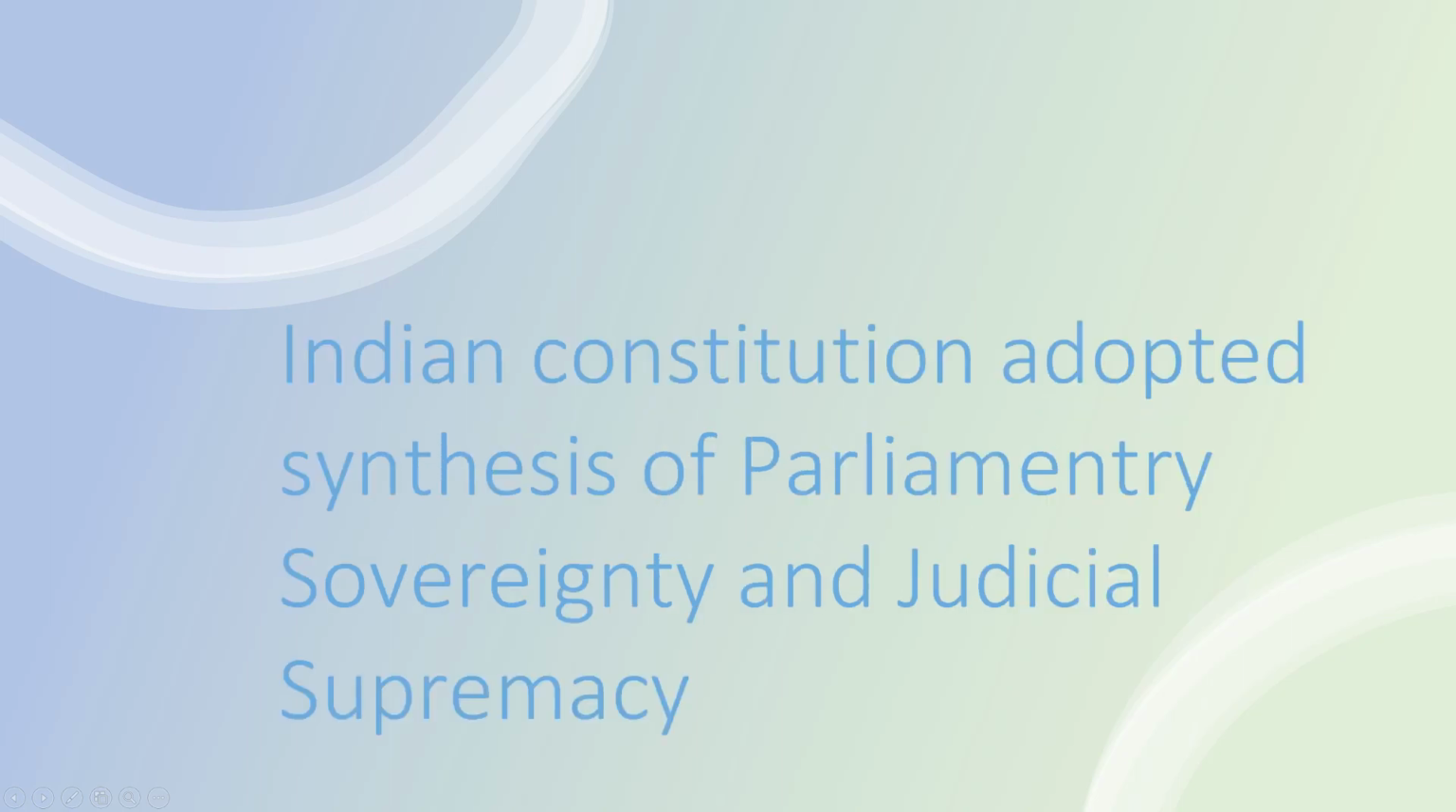Feature number 6. The Indian Constitution adopted a synthesis of parliamentary sovereignty and judicial supremacy. Unlike British parliamentary sovereignty and American judicial supremacy, the Indian Constitution preferred a synthesis of both. The Indian Parliament is the sovereign law-making body, but the Indian judiciary has the power of judicial review, which empowers the judiciary to review any law made by the legislature and declare it ultra vires.